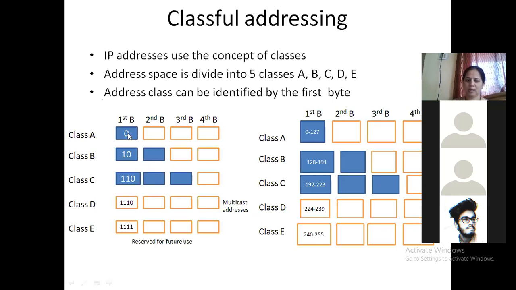In the diagram, I have purposely made use of 2 colors, blue color and the transparent color. Whatever is in blue color indicates network ID, and whatever is transparent indicates host ID. So in class A, 1 byte is used for network ID, 3 bytes are used for host ID. In class B, 2 bytes for network ID, 2 bytes for host ID. And in class C, 3 bytes for network ID and only 1 byte for host ID. Next I will tell you about the drawbacks of classful addressing, and then about classless addressing.